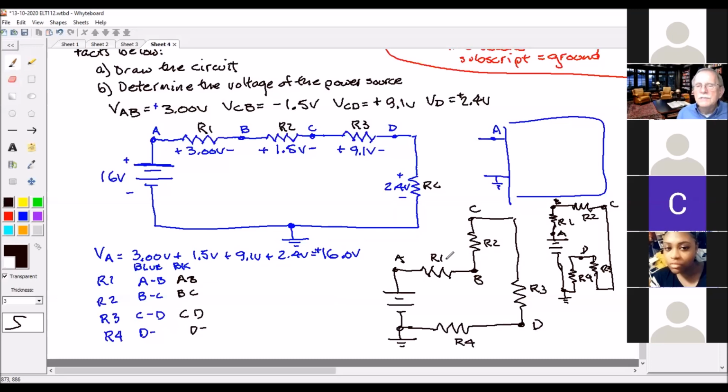What's important is the electrical connection. Where do the components go? Okay? So that's what I was trying to get across here.